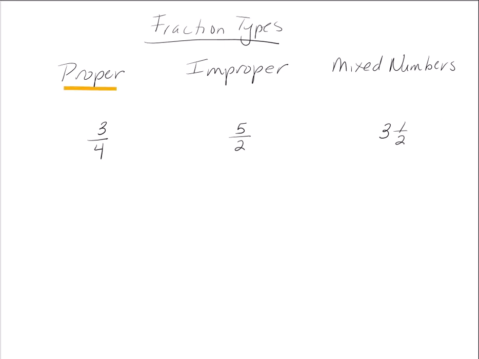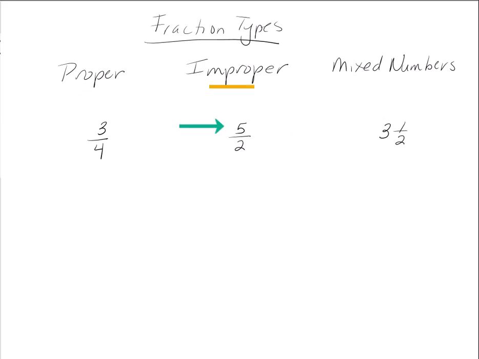Proper fractions are the ones we are used to when we started learning about fractions. The top number is always less than the bottom number. You'll see other examples such as 1/4, 9/10, 16/37. I think of the word proper as something we've always been used to, so it's a proper fraction. Now let's talk about improper fractions.